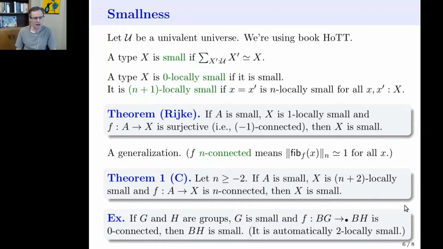Now, I won't mention it here. In the paper and in the formalization that I'll mention at the end, there's a lot of other results about smallness that aren't needed for the line of this talk, so I'm not mentioning them. But they do come up in some other related results about orthogonal factorization systems.